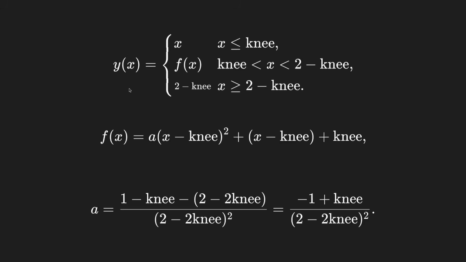In the upper half you can see the rules we just specified. y of x is our output value and x is the input. So it returns x if x is equal to or lower than our calculated knee amplitude. Then it returns f of x, which is our soft clipping function, if our input value is bigger than knee or lower than 2 minus knee. And it returns 2 minus knee if our input value is equal to or bigger than 2 minus knee.